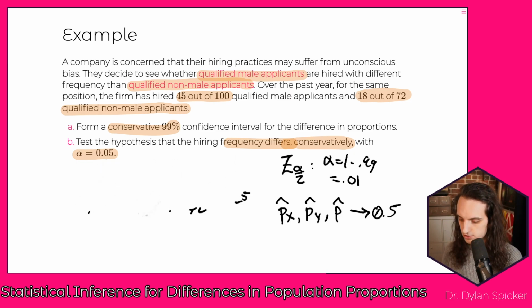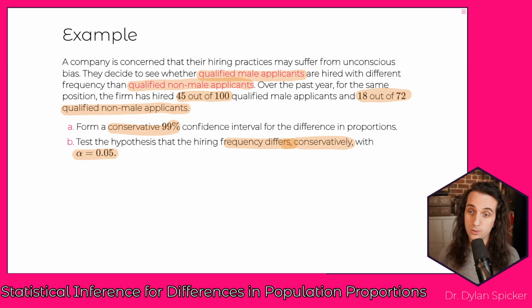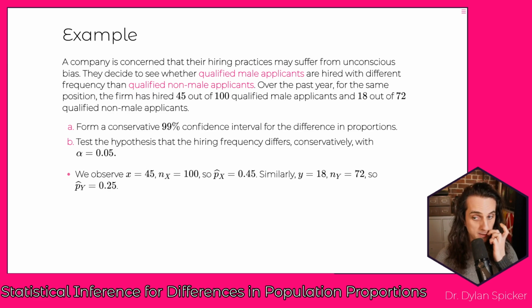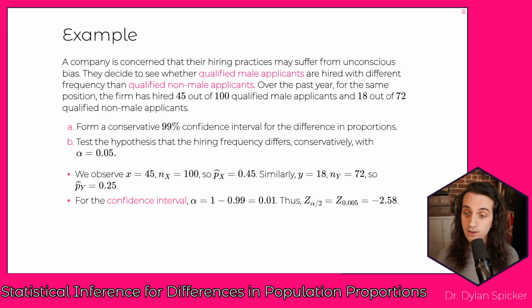Okay. So we can actually start plugging in these values and working out, well, what are the results that we get here? So we observe the information, x is 45 and n is 100. So the sample proportion is 0.45, y is 18 and m is 72. So the sample proportion is 0.25. We form the confidence interval with the alpha value of 0.01. And so z alpha is going to be negative 2.58, right? If we want to get that using statistical software, we take qnorm of 0.005, right?